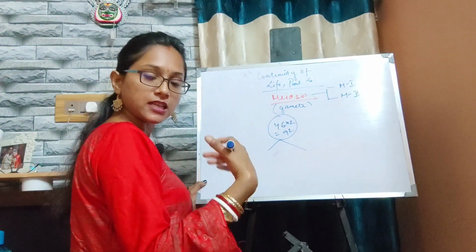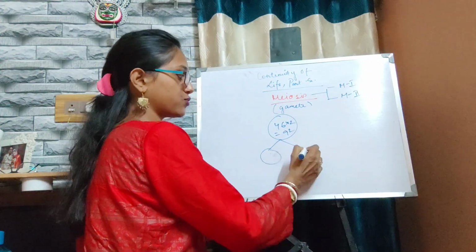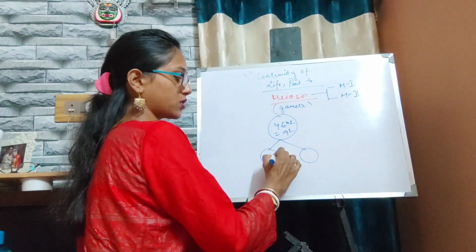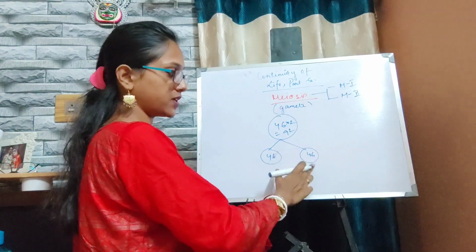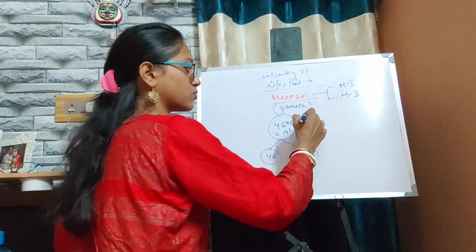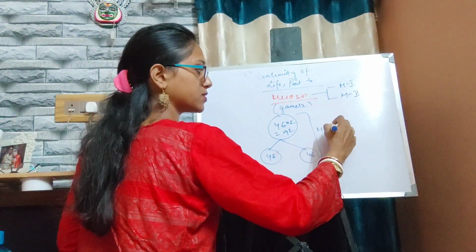So when it is getting doubled up in its content, it will give rise to two daughter cells, each will contain 46 chromosomes, 92 getting divided into two daughter cells, 46 chromosomes. So this is our meiosis 1.